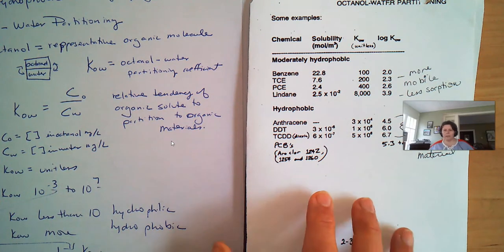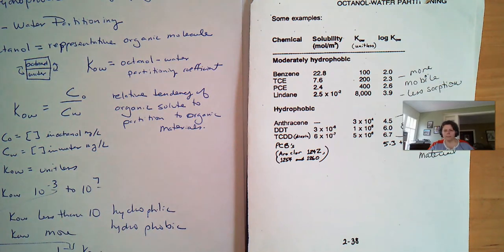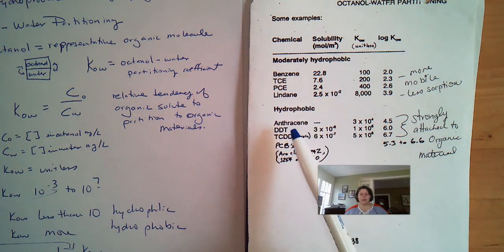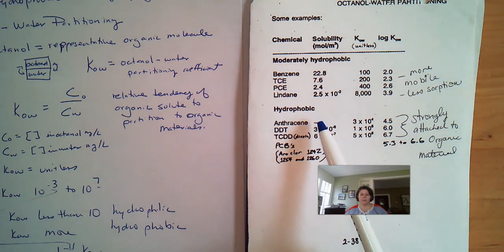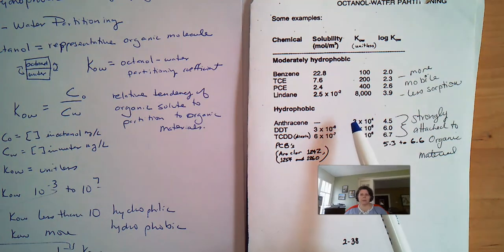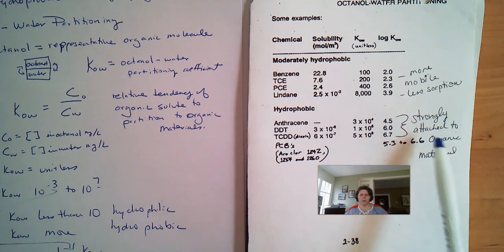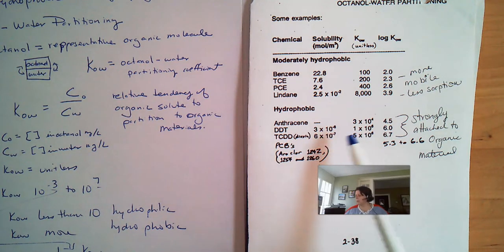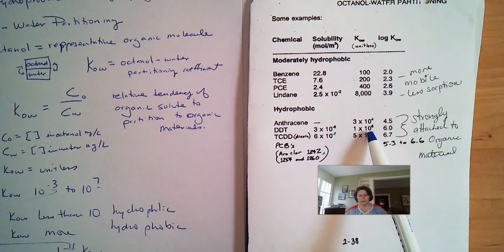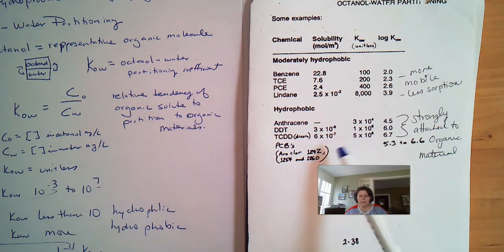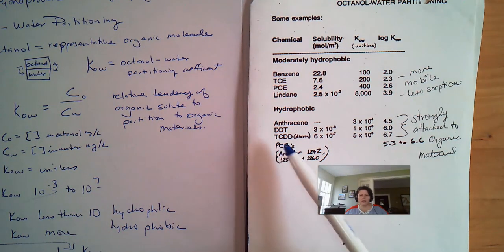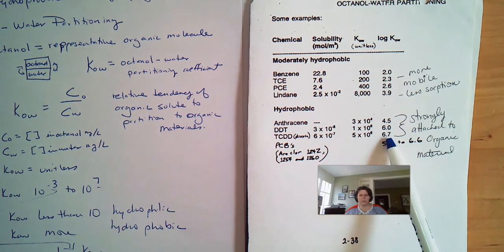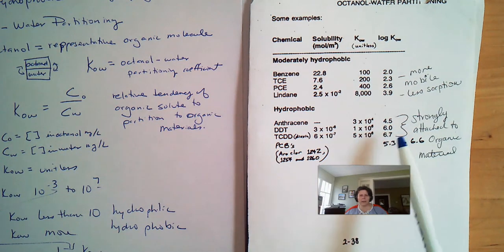Now, if we get into hydrophobic compounds here, let me move over here. We can get into anthracene, which really has no solubility in water. And so its KOW is 3 times 10 to the 4, so its log is 4.55, so it's strongly attracted to organic molecules. We can get into DDT, which is good for you and me. That is 10 to the 6, so we get a 6 here. And then dioxins, we get a 6.7. So these are strongly attached onto the organic compounds in here.